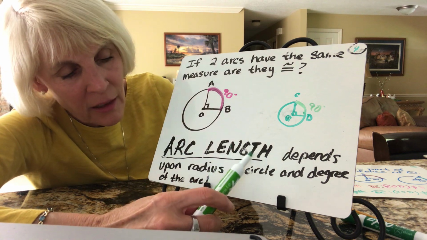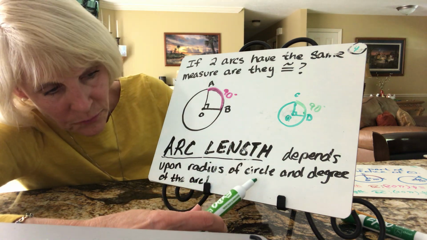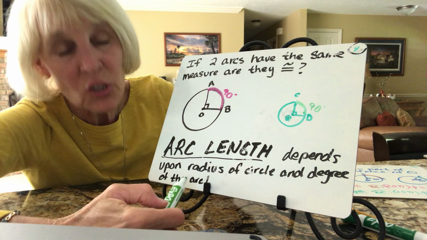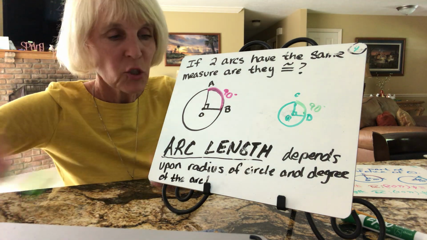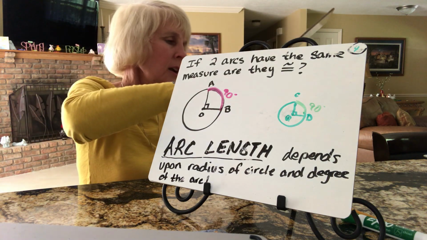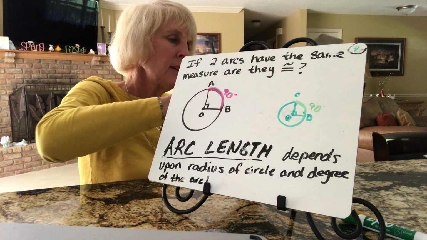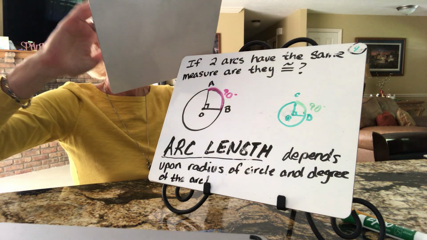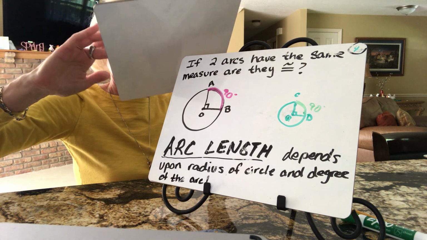So arc length depends upon the radius of the circle and the degree of the arc. So make sure that you're looking at that. Okay, let's take a look at arc length then. And my arc length here, I think you'll find to be basically what we were just looking at.